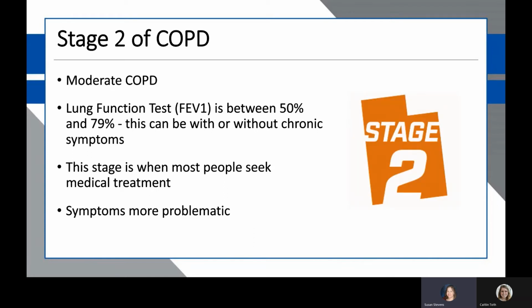In stage 2 of COPD, this is considered moderate COPD. There's a lung function test that's showing results of between 50% and 79%, and this can be with or without chronic symptoms. And this stage is when most people seek medical treatment, and the symptoms are more problematic.